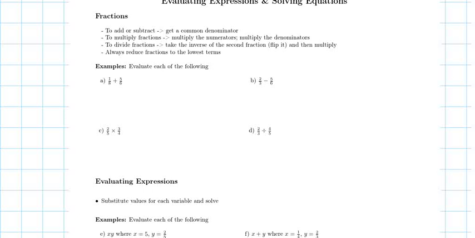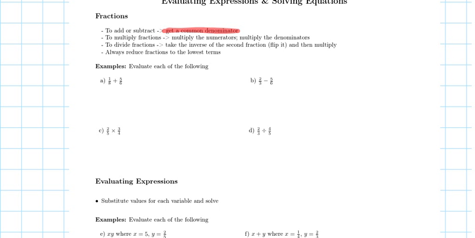All right, so today we're going to do evaluating expressions, and we're going to do adding and subtracting fractions. I know that we do adding and subtracting fractions early on in elementary school, but this is one of the things that a lot of students struggle with. With adding and subtracting fractions, you need to find a common denominator.